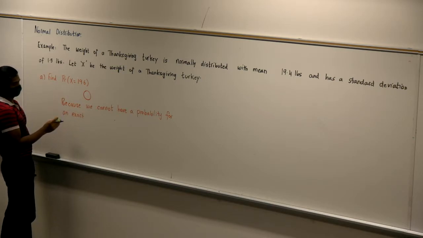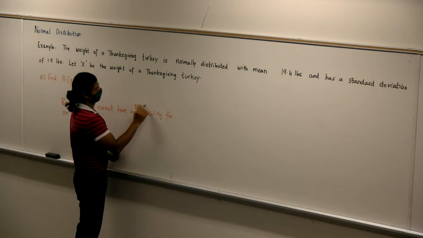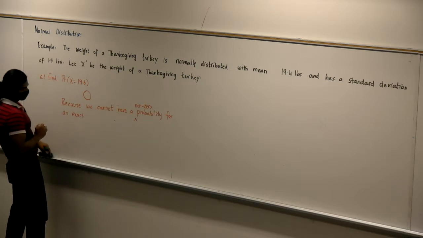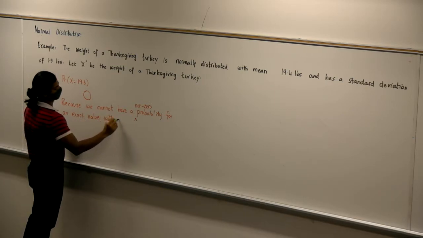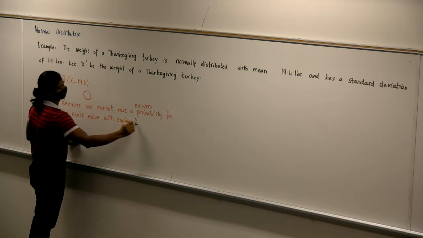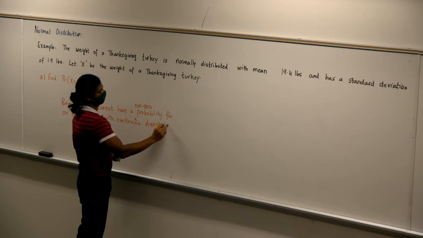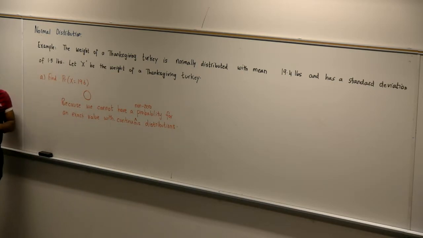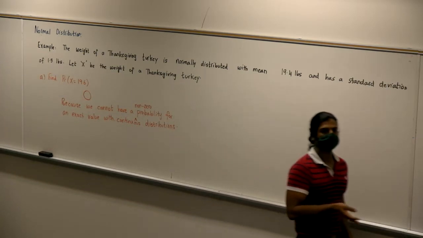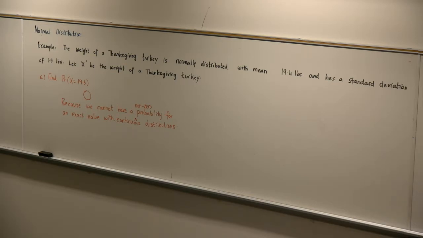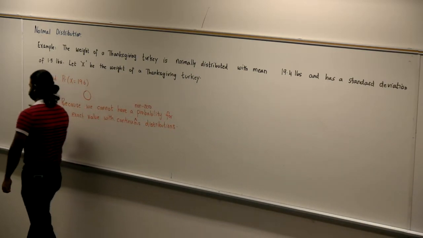Because we cannot have a non-zero probability for an exact value with a continuous distribution. With discrete distributions such as the binomial, of course we could find an exact probability: x is equal to 1, x is equal to 2, and so forth. But we cannot do that with continuous distributions.